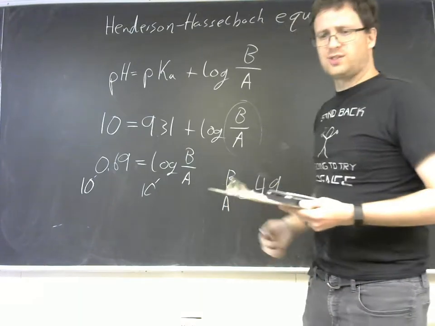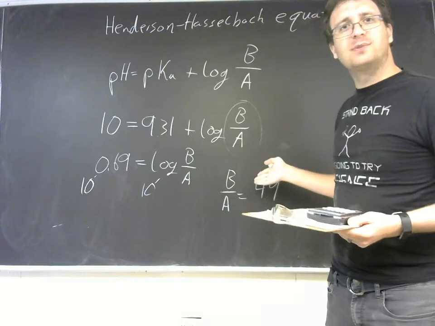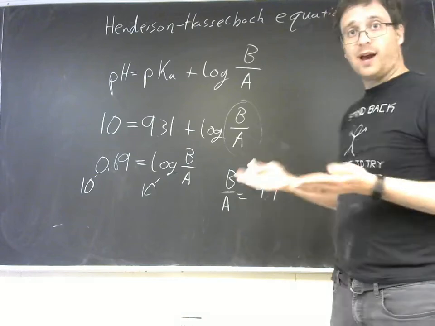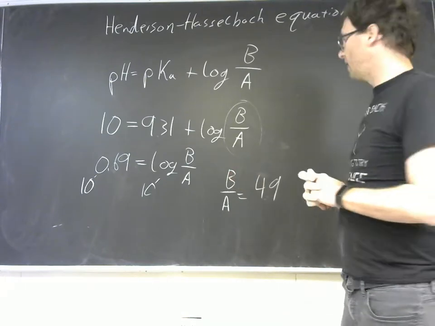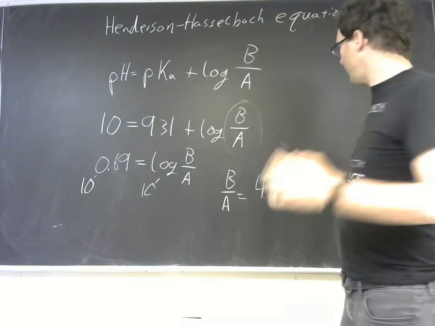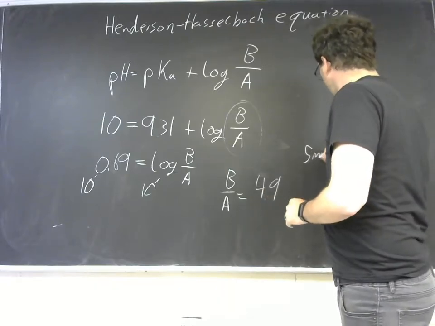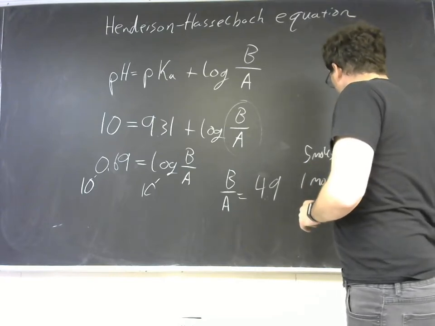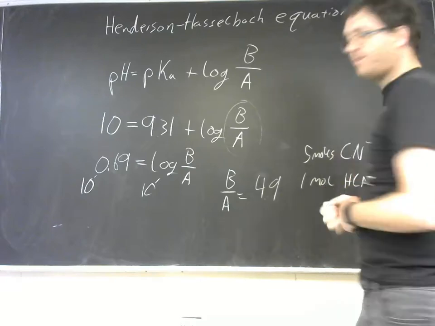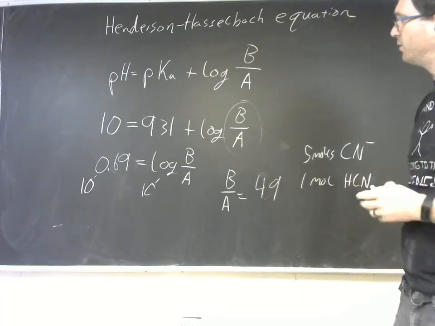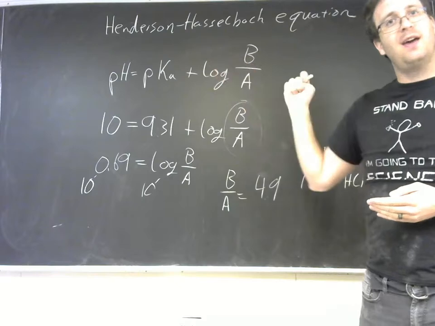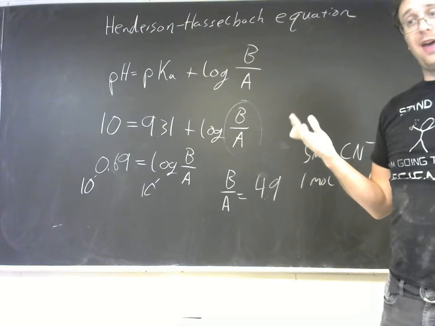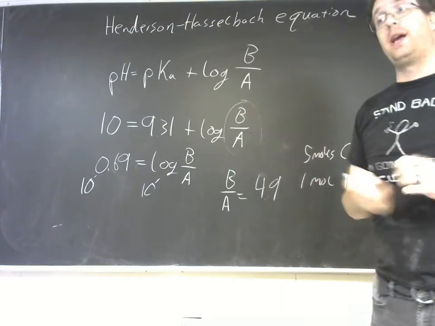Or in other words, I'd want to put about 5 times as much cyanide ion, or 5 times as much CN- as I put HCN. So maybe I'll put 5 moles of CN- with 1 mole of HCN. And that's going to produce a buffer whose pH is precisely 10 and resists any changes to the pH as we add acid or base.